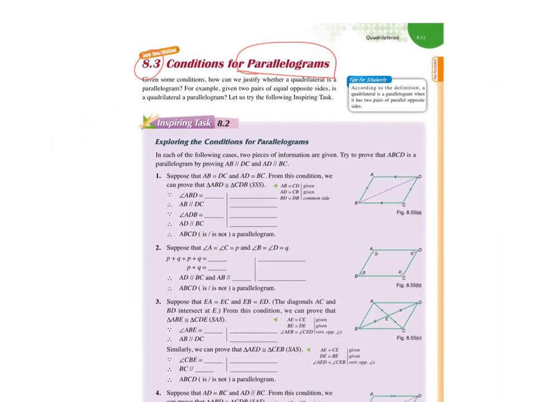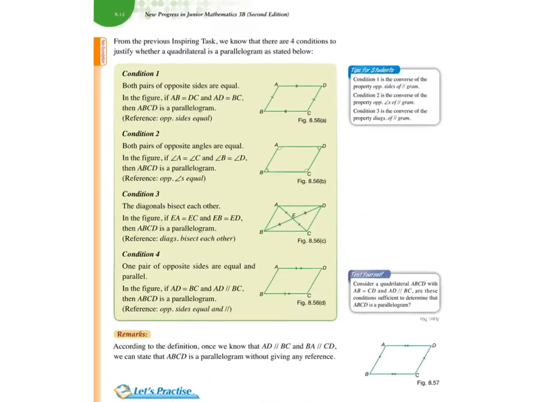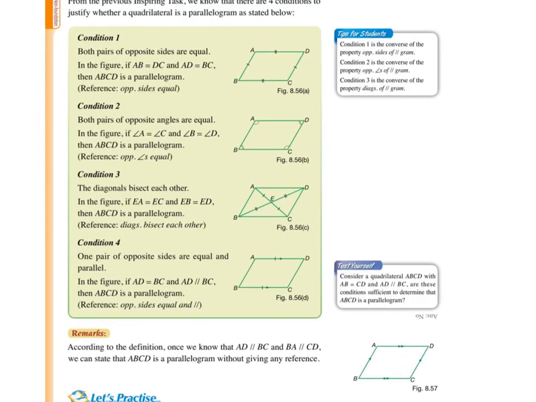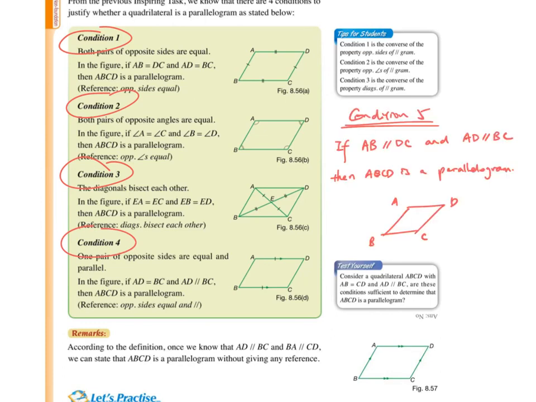Before that, let's review the conditions that we can use to show a quadrilateral is a parallelogram. We have 4 conditions. No, actually we have 5 conditions. So you can have a look at these first. And the 5th condition is, if you can show that there are 2 pairs of parallel lines, then you can claim that ABCD is a parallelogram. Why? Because this is the definition of a parallelogram and no reason is needed.